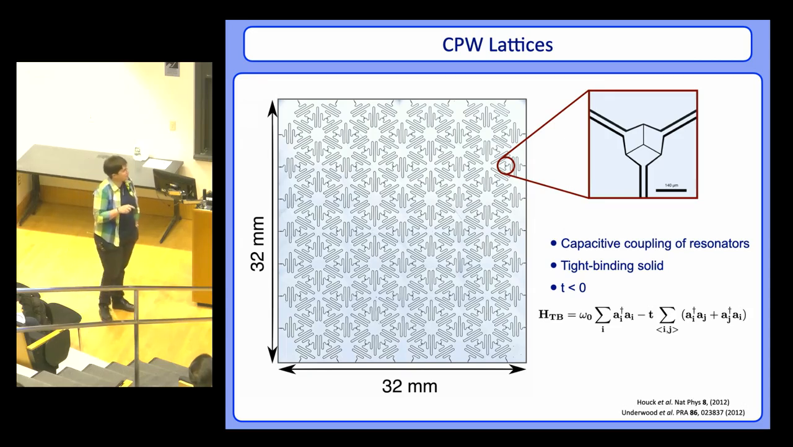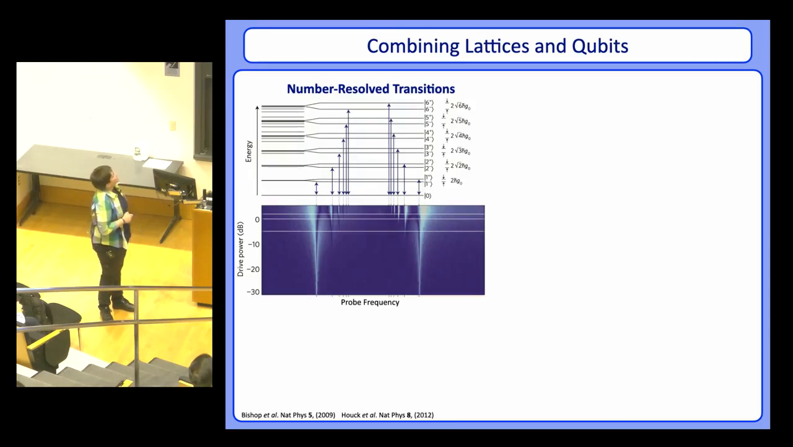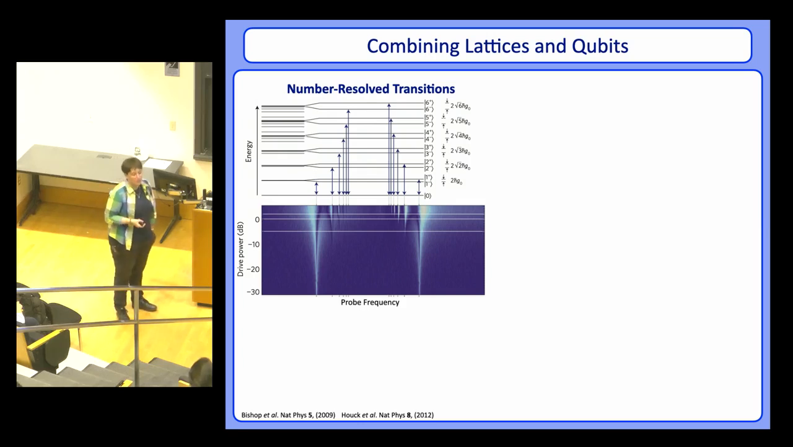In addition to this minus sign, oops, sorry, wrong order of slides. So that was a purely resonator lattice, so that's just coupled harmonic oscillators. And so what we want to do is think about what happens when you put qubits into this lattice. What is the kind of phenomena that you get?